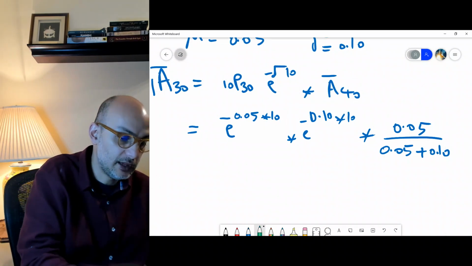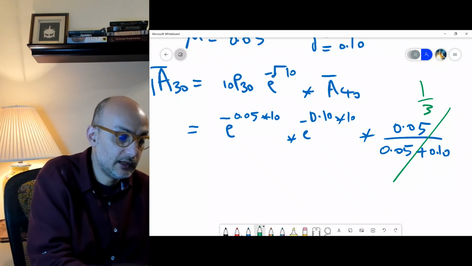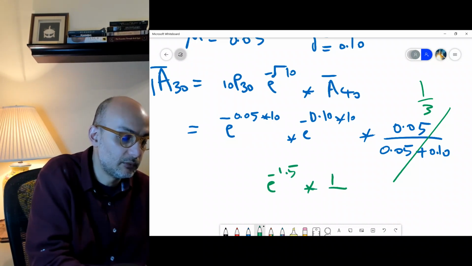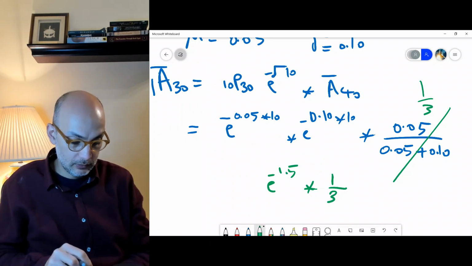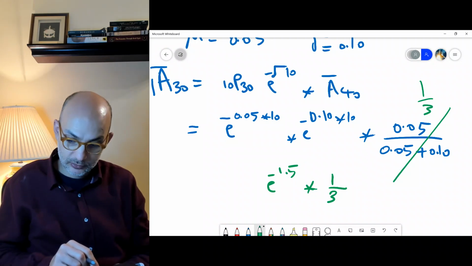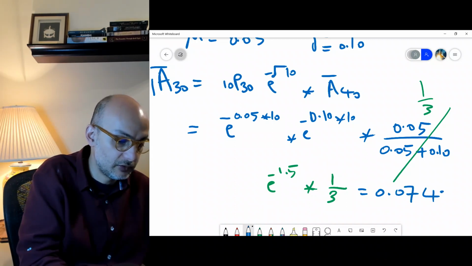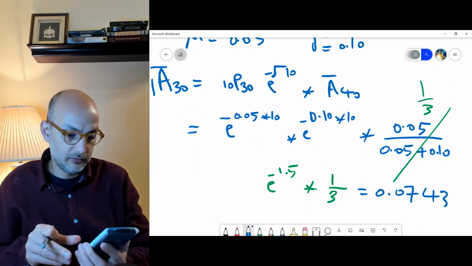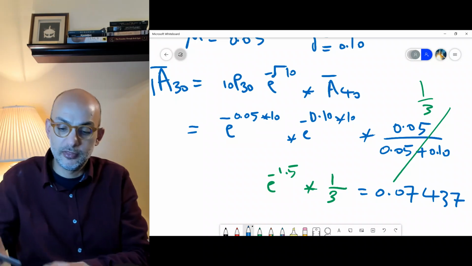So everything here we can think of as 1/3, and this is 10, 1, and this is 5, so 1.5. So e to the minus 1.5 multiplied by 1/3, e to the minus 1.5 divided by 3. I got the answer, 0.0743, 437, yeah. Right, so very easy. There is nothing complicated here.